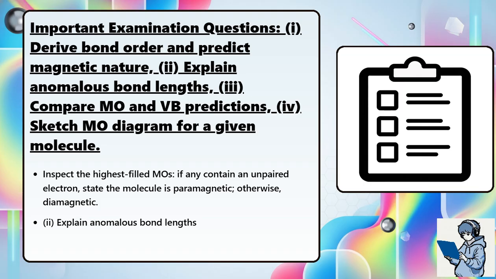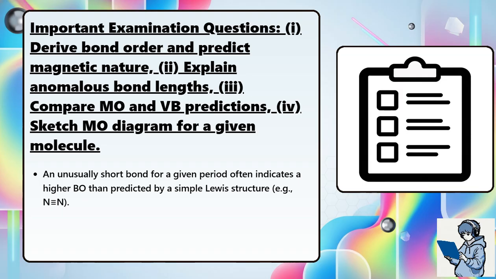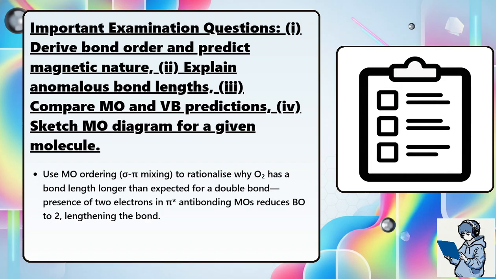Task 2: explain anomalous bond lengths. Compare the calculated bond order with experimental bond lengths. An unusually short bond for a given period often indicates a higher bond order than predicted by a simple Lewis structure, for example N triple bond N. Use MO ordering and sigma-pi mixing to rationalize why O2 has a bond length longer than expected for a double bond. The presence of two electrons in pi star antibonding MOs reduces the bond order to 2, lengthening the bond.